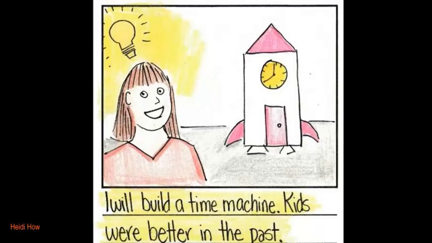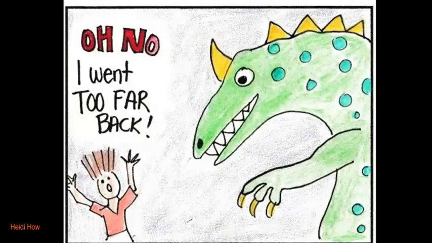Now, I did write underneath that I built a time machine because I wasn't sure that people would be able to tell that that is a time machine because it just looks like a rocket with a clock on it. So sometimes you have to explain things in writing, and sometimes you can just use a simple picture or a symbol. Oh no, I went too far back. What do you think I'm feeling in this scene?